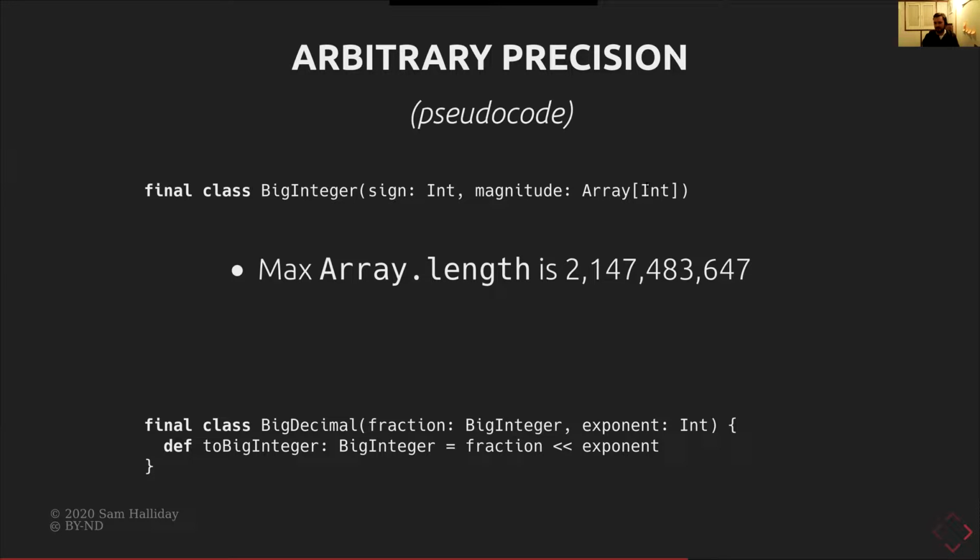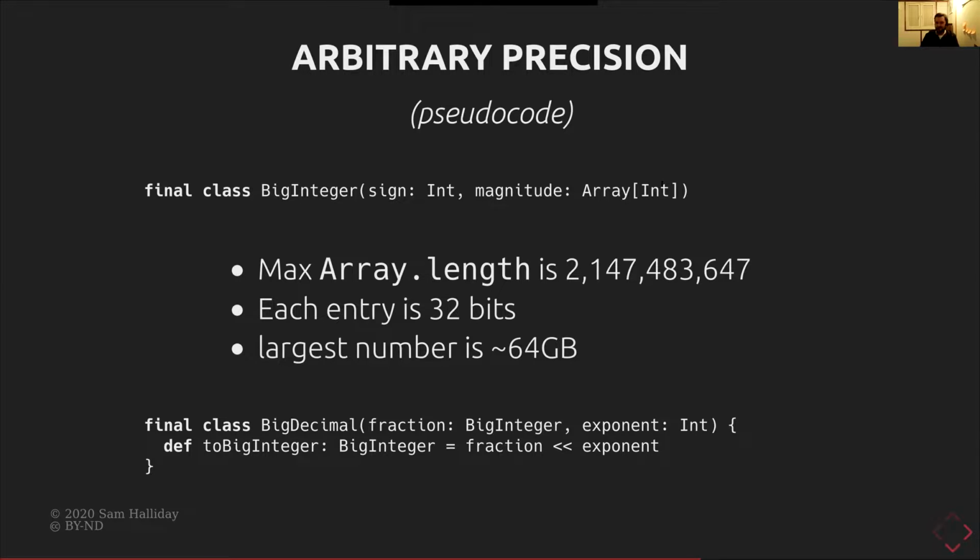So this can have 2 billion elements. Each entry is 32 bits. You work it out, the largest number is about 64 gigabytes. So that code in the previous slide was about to try to allocate 64 gigabytes of heap for your number. And if you can write some JSON that forces that to happen, yes, you can totally take down the server with one very small payload.